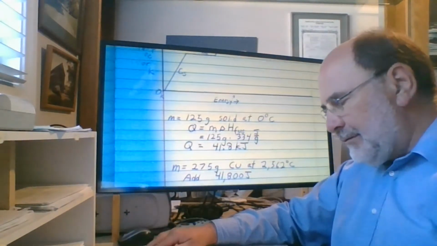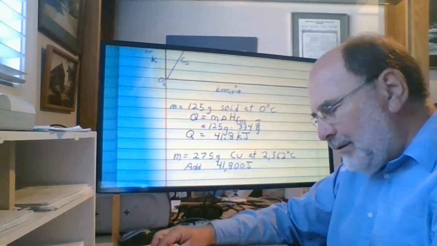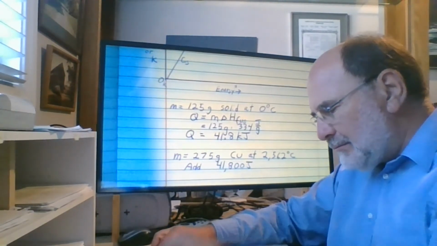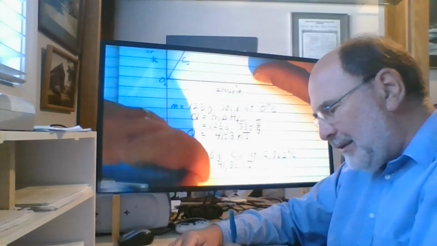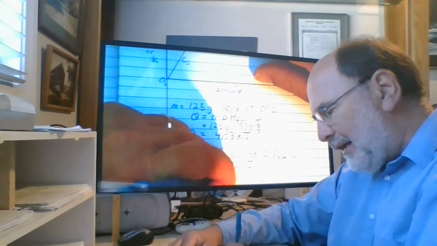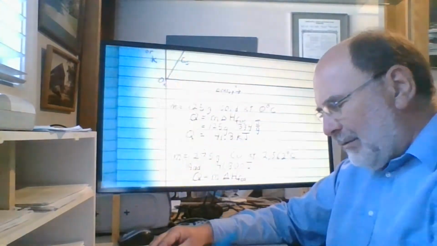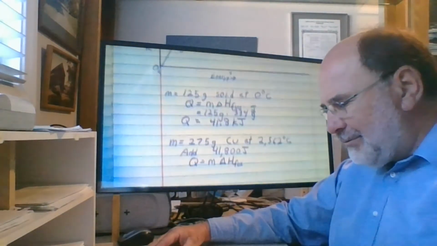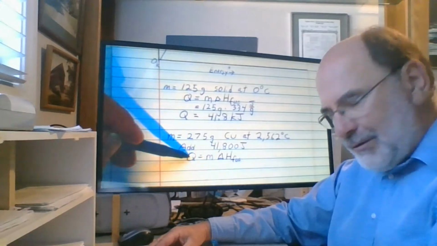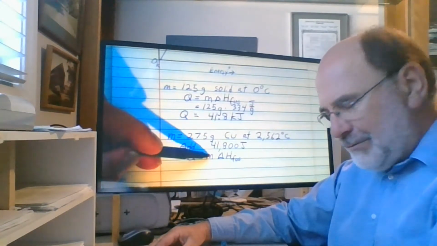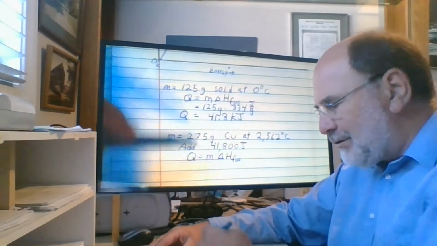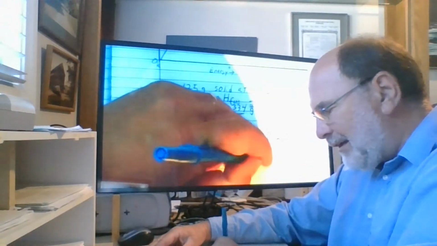Okay, so here we go. I'm going to take the equation Q equals m delta H fusion, and you might be wondering, well, which one is the unknown here? Because Q is known, m is known, and delta H of fusion for copper is known. I'll write it down from the table.